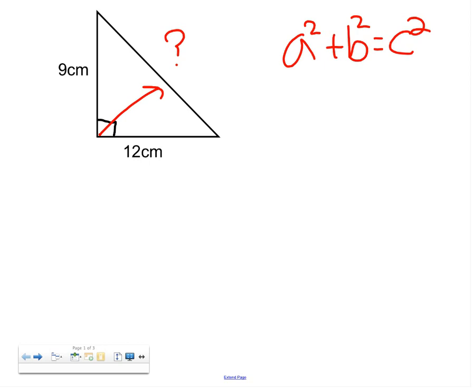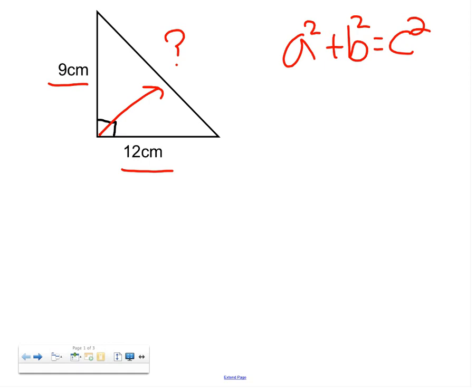So here we have a right triangle. One of the legs is 9 centimeters long. One of the legs is 12 centimeters long. And as we said, we don't know the hypotenuse. That's unknown to us, and we want to figure out how long the hypotenuse has to be. So what we're going to do is plug the numbers that we know into the formula for the variables that we know, and then solve for the one that we don't know, like any typical equation.